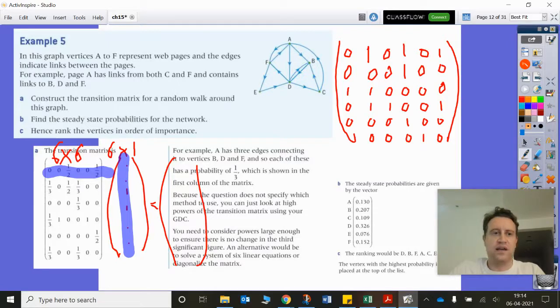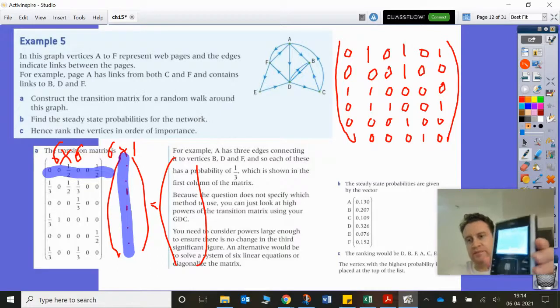Now if I wanted my probabilities of ending up in places in the long term, I need to take that to a high power. So I'm going to do A to the power of, let's try A to the power of 10. And I can see that each of my columns is similar when I do it to the power of 10.